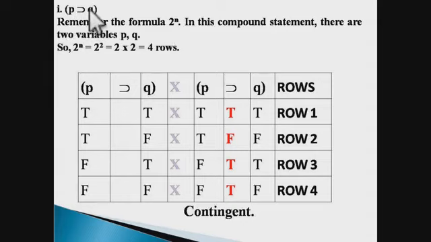P and Q, these are the 2 variables, which means we are going to have 2 raised to the power 2 because n is 2. That's why we have 2 raised to the power n is equal to 2 raised to the power 2, and 2 times 2 will give us 4. So we have 4 rows. You plot your table this way. This is row 1, row 2, row 3, row 4. You don't need to put these here, but it's just for the sake of explanation.